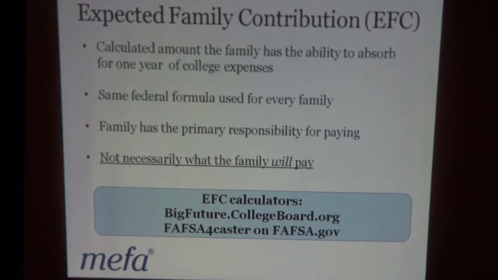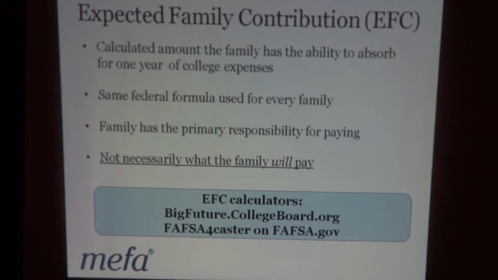Then the expected family contribution. It's a calculated figure. As I said, when you fill out the FAFSA form, on that student aid report, the acknowledgement report, you will see what that EFC number is. And this first bullet is a good way to look at it: it's a family's ability to absorb 1 year of college expenses, not necessarily that you can pay that. A lot of times people might see it and think, oh, how could I possibly pay that right now, in cash? But it's their ability to absorb, and again, in 1 year of college expenses.